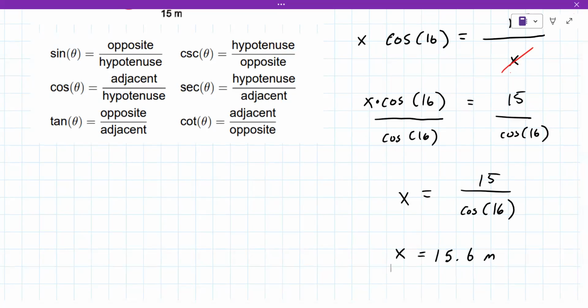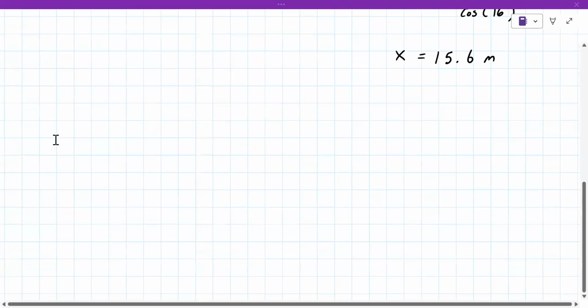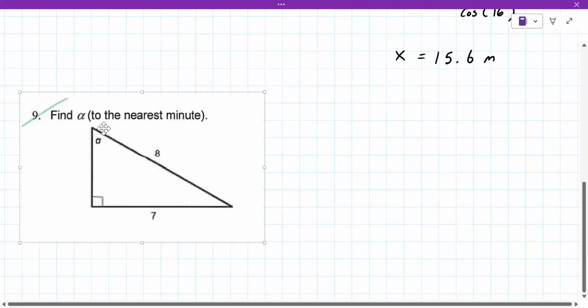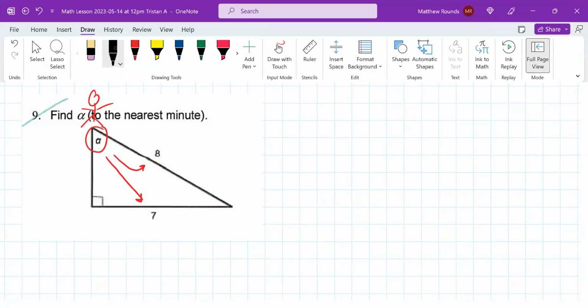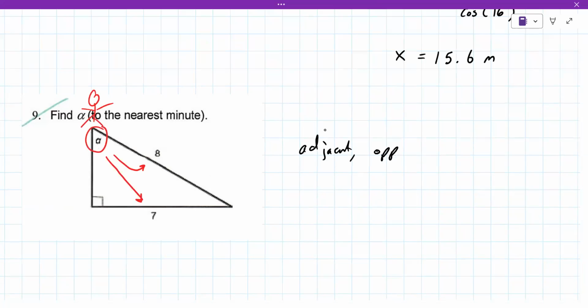All right, so let's take a look at the next question here that you have. Number 9. It's really kind of the same. You don't have the angle alpha, but you still start there. And you almost assume, well, what if I had the angle? The angle alpha has a 7 and an 8, and you have to decide, is it the adjacent, the opposite, or the hypotenuse that you're given?